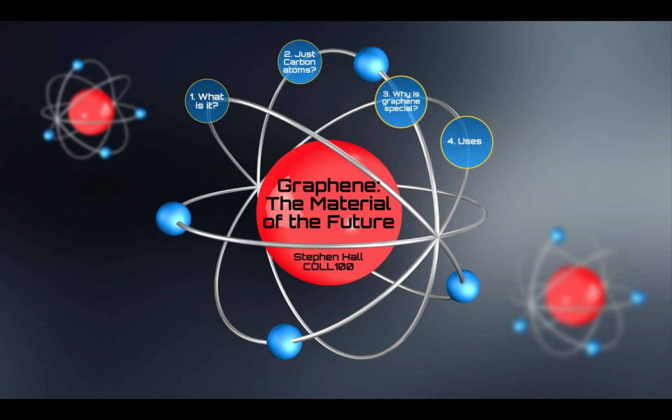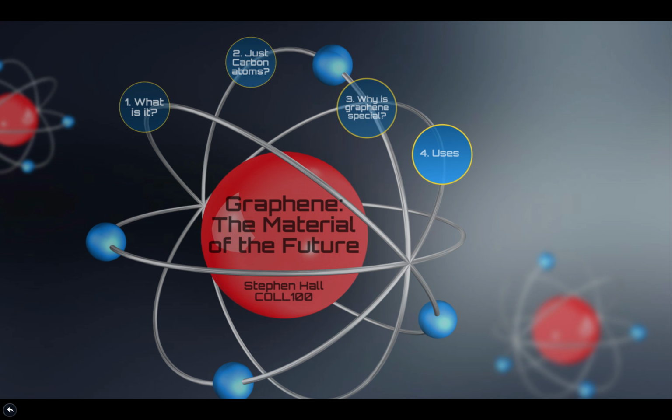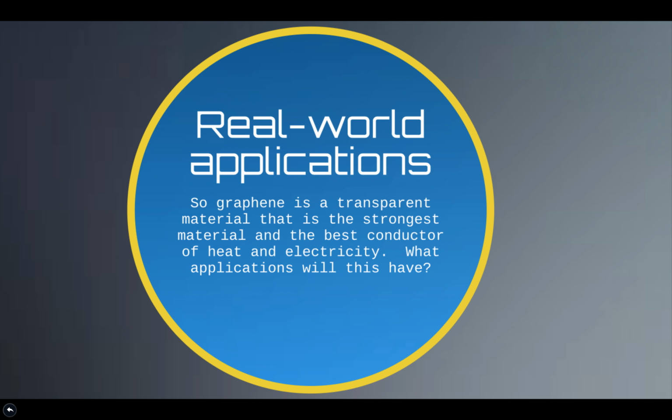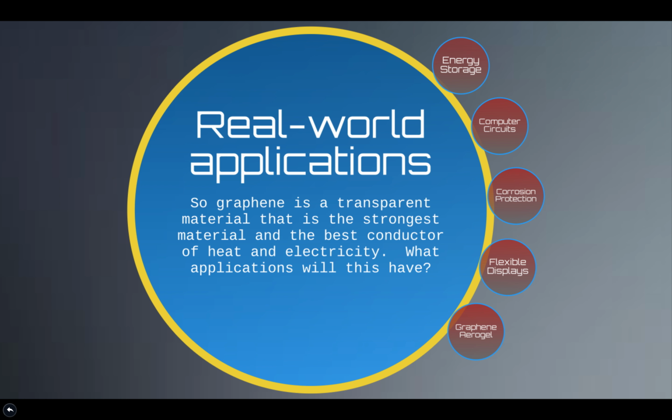So let's discuss the real-world applications for graphene. Graphene has a lot of fascinating properties. It's transparent, strong, and conducts heat and electricity extremely well. How will we be able to use it? Well, graphene will be used in energy storage, computer circuits, corrosion protection, flexible displays, and aerogel, just to name a few.